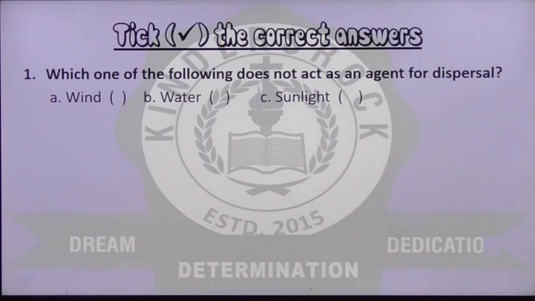Okay, then the answer is sunlight. Okay, it does not act as an agent for dispersal.